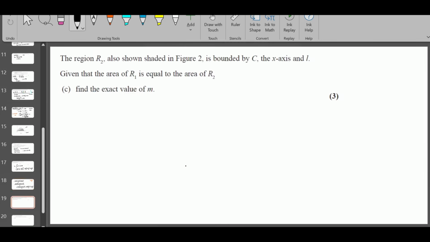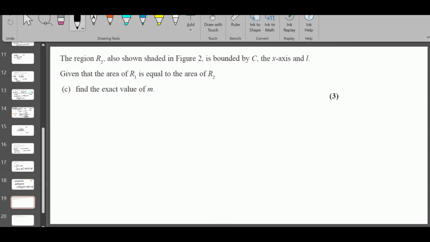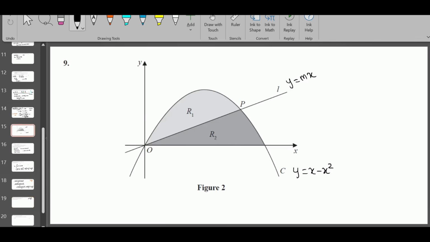Part C. The region R2 is also shown shaded in the figure, bounded by the curve, x-axis and L. Yes, R2 is here. It's bounded by the line, x-axis and the curve. Given that the area R1 is equal to R2, find the value of m. We know the value of R1 already from the previous part, 1 minus m whole cube over 6. Now we need to find the area of R2 and equate it to this. Let's look at the figure. How do we find R2?